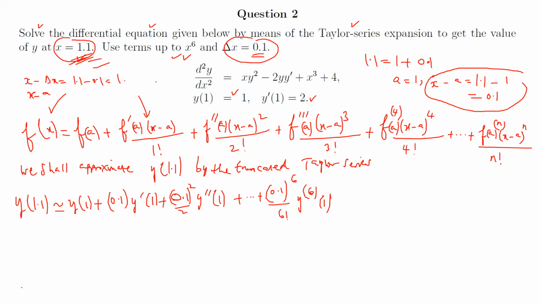But I also want to mention x minus A. Here x is 1.1 in the question, A is 1, and therefore the result is 0.1. Why am I mentioning this? Why is x minus A mentioned? Because it appears in the formula. So wherever there is x minus A, you put the difference 0.1. Try to understand this.